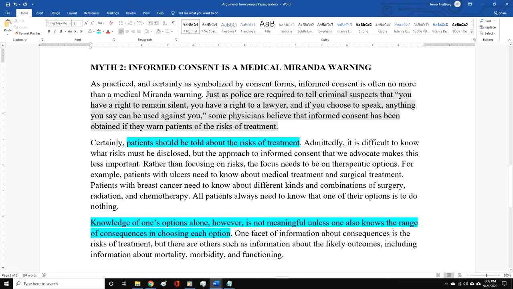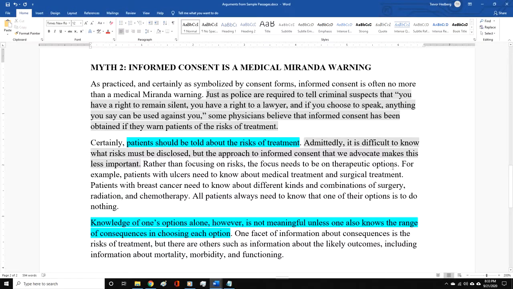So we've got two ingredients here. We've got the authors are saying patients should be told about the risks of treatment, but knowledge of one's options alone is not meaningful unless one knows the range of consequences in choosing each option. Admittedly, it's difficult to know what risks are being disclosed. This is just clarification about what they mean when they say, being told about risks of treatment. I don't think that this has any premise or conclusion content. Mark that gray like the other stuff.